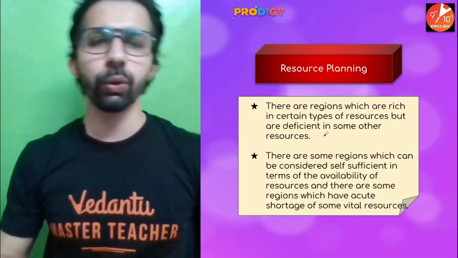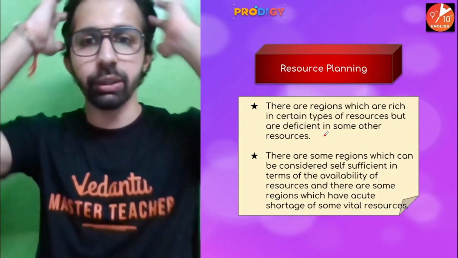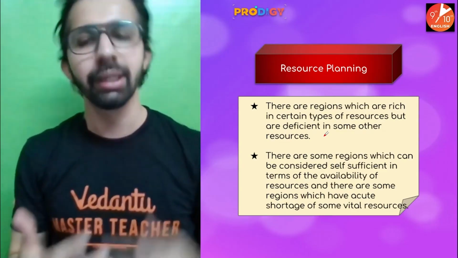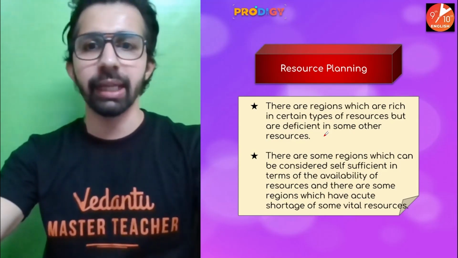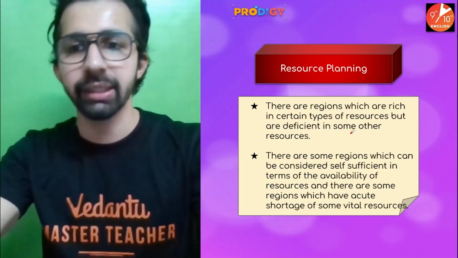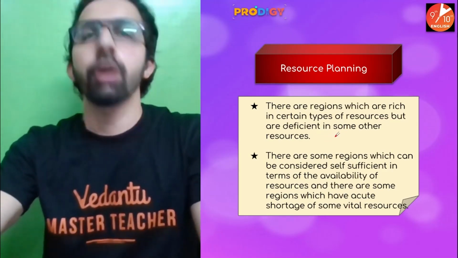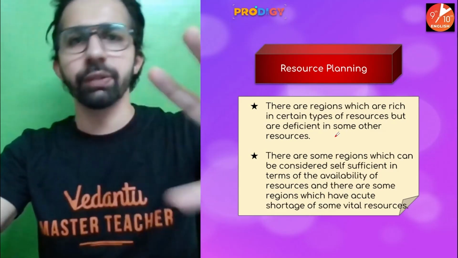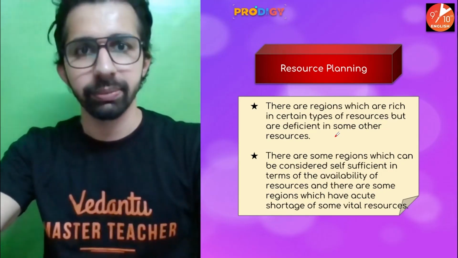Resource planning. As I told you, resources are depleting, but it is very, very important to plan these resources. How can we carefully use these resources? Let's understand. We are already aware that some regions are rich in certain types of resources, but deficient in some other resources. If I give an example of northeast India, Assam or Arunachal Pradesh, it is rich in water resources, but it lacks infrastructure.